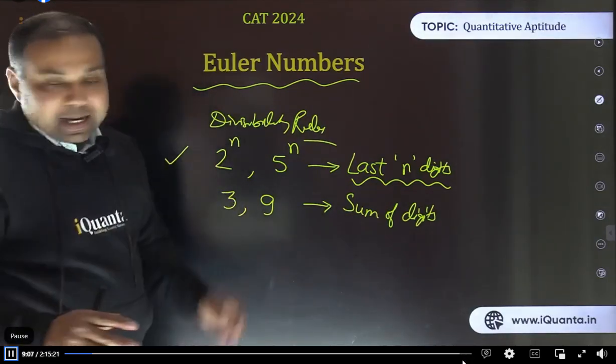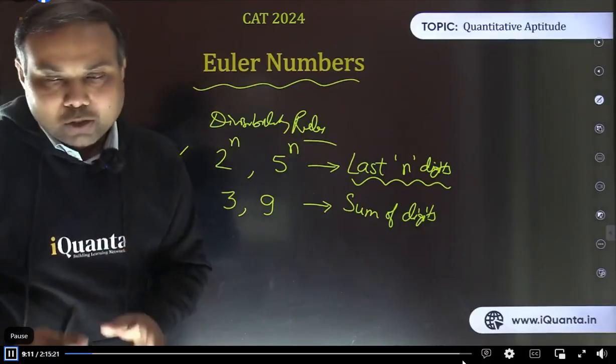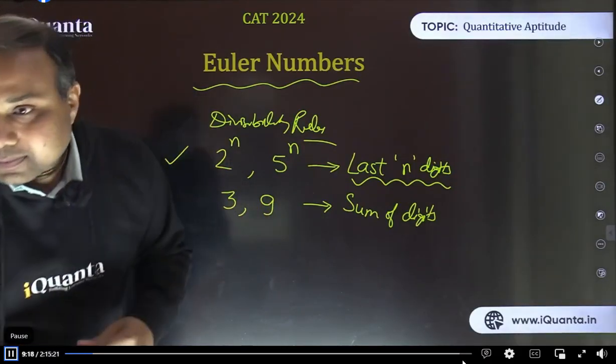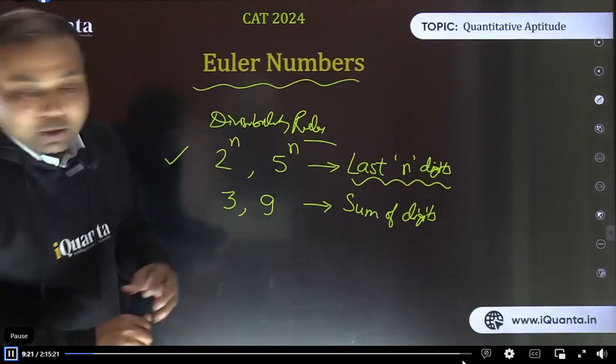What is important regarding these divisibility rules is that if the number is not divisible, then whatever remains is the remainder, which is our next topic basically. Okay, let's move further.